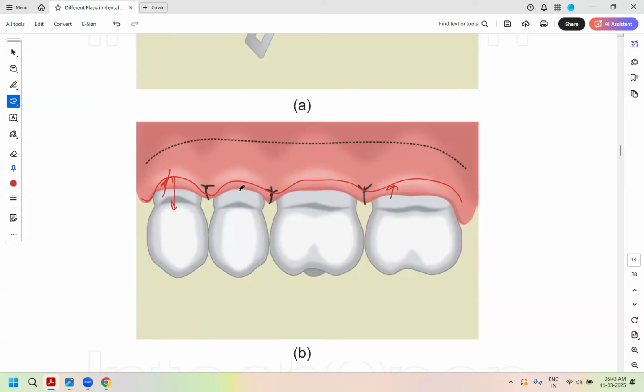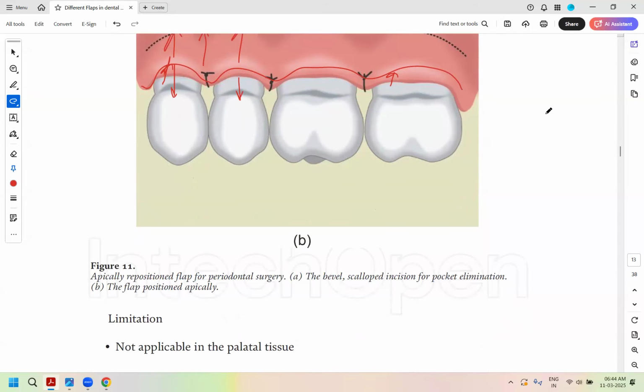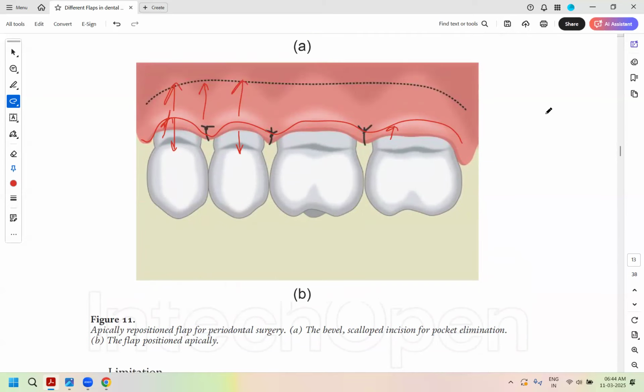The drawback is it exposes the root surface. The benefit is it preserves all the gingiva. You're not doing gingivectomy. So yes, the sulcus depth is increasing, but all this previously present gingiva is getting preserved. So all the attached gingiva width is getting preserved. And that's the benefit of your apically positioned flap. Eliminates the pockets, preserves the width of attached gingiva. Yes, the sulcular depth increases, but the area becomes cleansable.